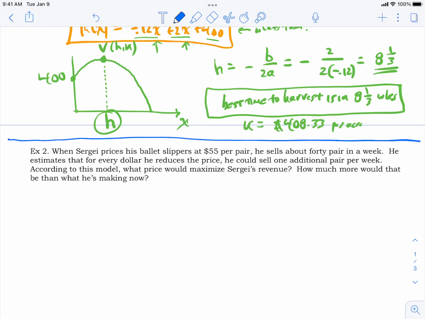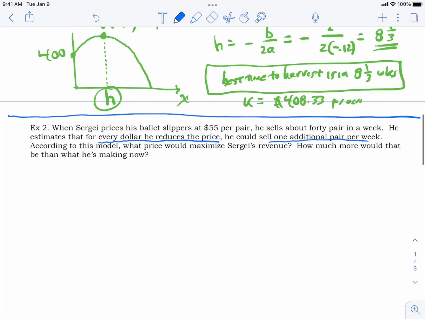Okay, so this is not exactly a farmer. This is a ballet slipper guy. Sergei, he sells ballet slippers, $55 each, per pair, I should say. And at that price, he's selling about 40 pair every week. So he's making, what, $2,000 a week or something? Is it that much? Yeah, I guess it is. So anyway, he estimates, because he went to marketing school or whatever, that for every dollar that he shrinks his price, he'll sell an additional pair every week.